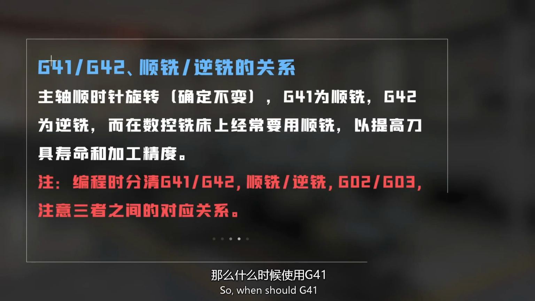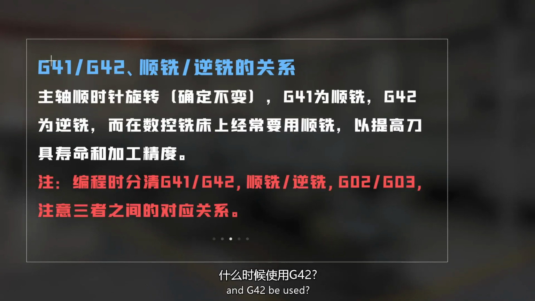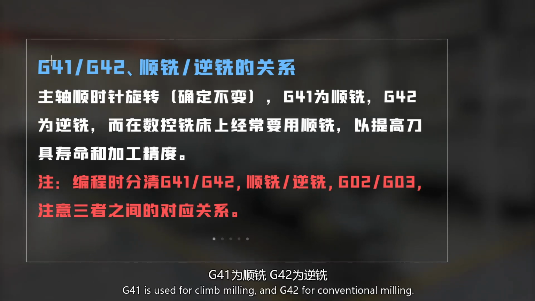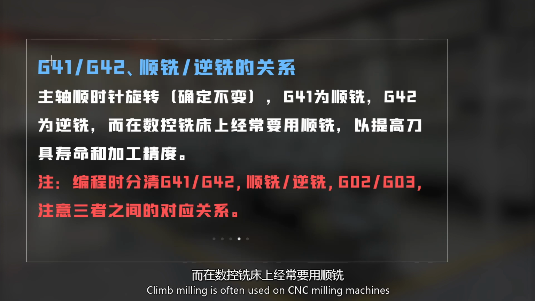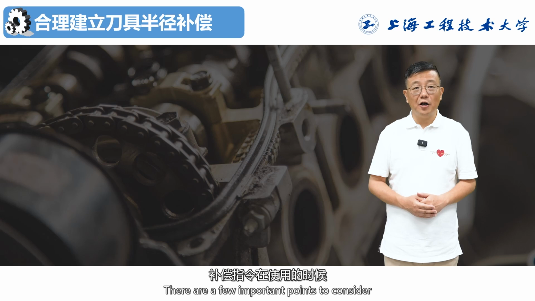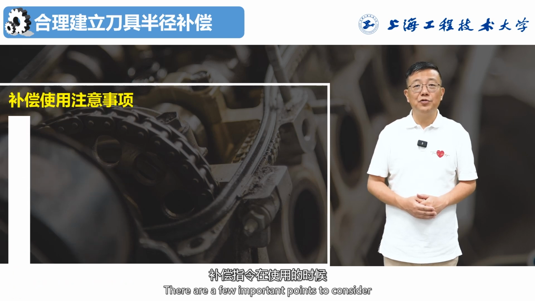So, when should G41 and G42 be used? With the spindle rotating clockwise in a fixed direction, G41 is used for climb milling and G42 for conventional milling. Climb milling is often used on CNC milling machines to extend tool life and improve machining accuracy. There are a few important points to consider.